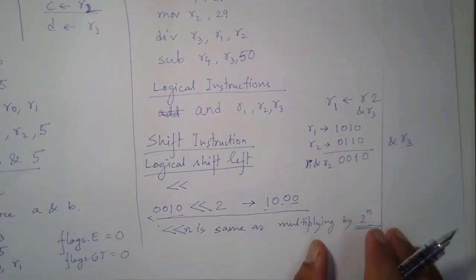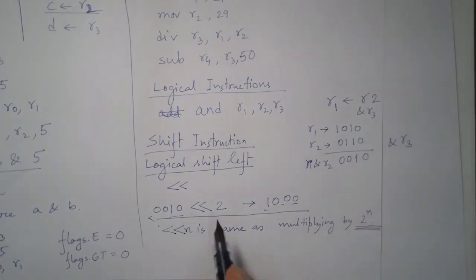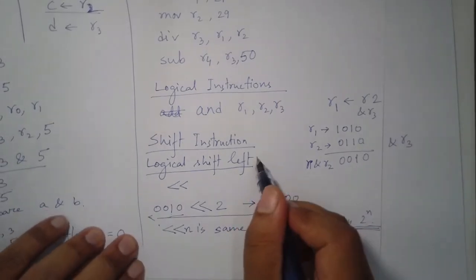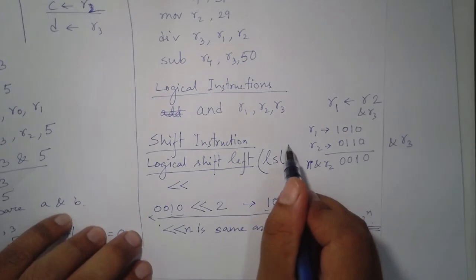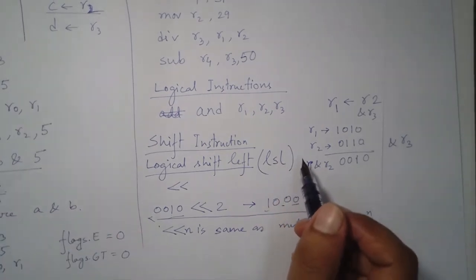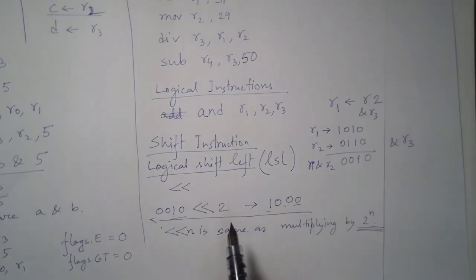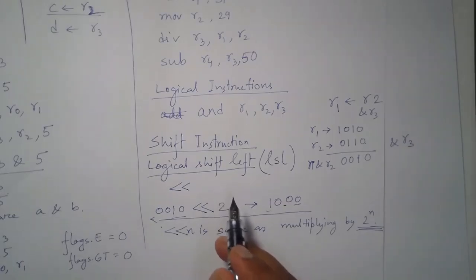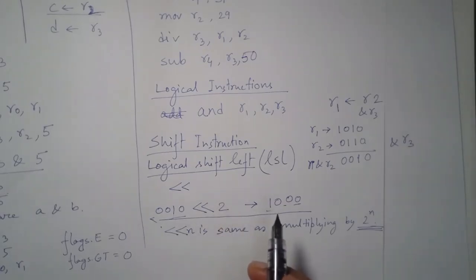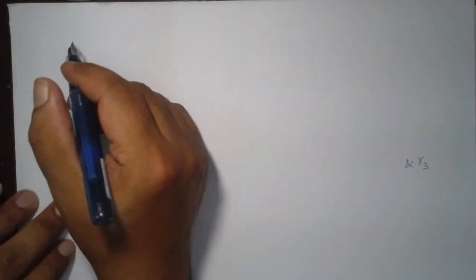Similarly, there is logical shift right. By the way, for logical shift left, the instruction will be like this, LSL, logical shift left, and the operator will be denoted by this less than sign. Okay. Now, for shift right, there are two options. One is logical shift right, another is arithmetic shift right. Okay. So, let me just talk about arithmetic shift right first.